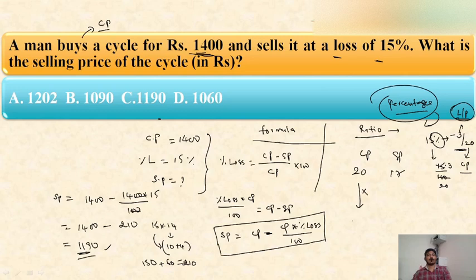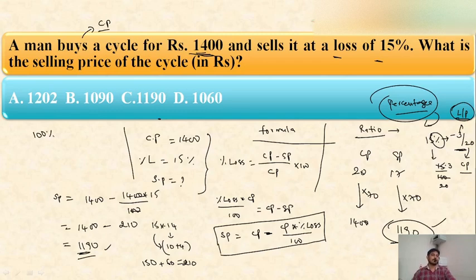The cost price value in the question is given as 1400, which means one part will be equal to how much? Zeros get cancelled, and 20 into 70 will give us 1400. Similarly, 17 parts value will be 17 sevens, which is 119, into 10. So the selling price of the item will be 1190. We need to decide which method is easy to get the answer. There is also one more method that you can use to solve this.